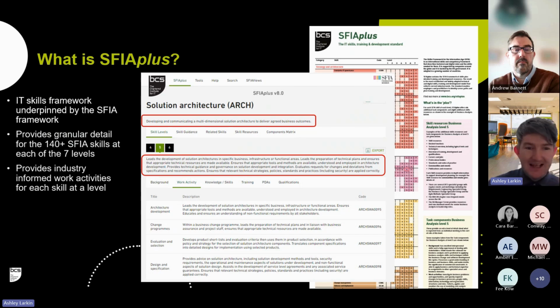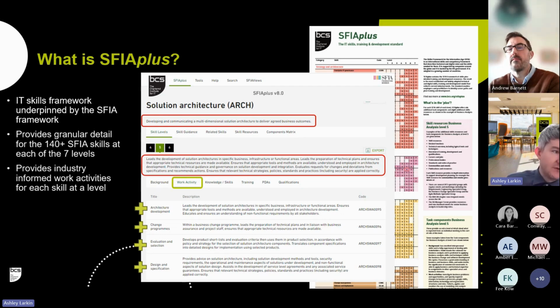So SFIA Plus takes that broad statement and breaks it down into individual components like work activities, and those work activities have different components like what someone will be doing as part of that. There's different knowledge and skills which come with knowledge and skills depths, as well as different types of knowledge and skills, training activities, qualifications. So you can see quite quickly, and why some organizations choose to work with us, is it takes something that can be easily misinterpreted to something that's quite binary and quite descriptive.